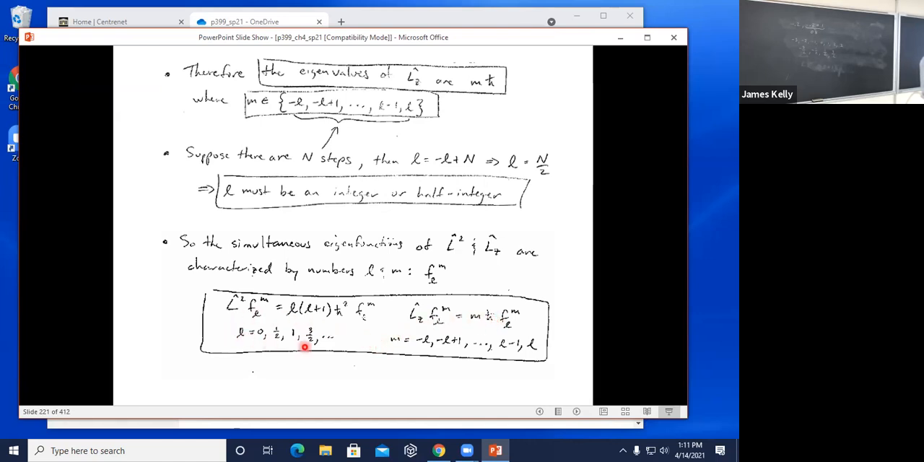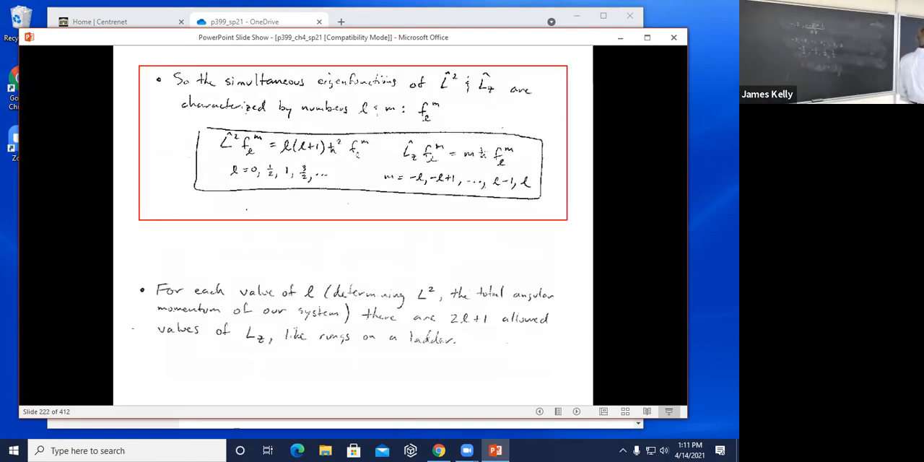L can be any non-negative integer or half odd integer, and m has to go from minus L to L in integer steps. Whew. Okay, so that's something that hopefully at least rings a bell from modern physics. You talked about this stuff, I'm assuming, about angular momentum in modern physics. Easy to forget, but usually it comes back pretty easily too.